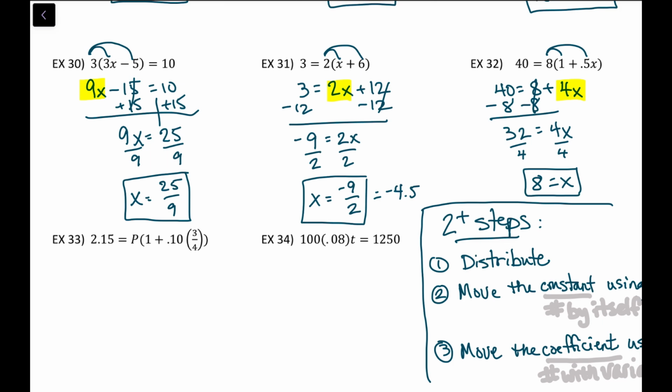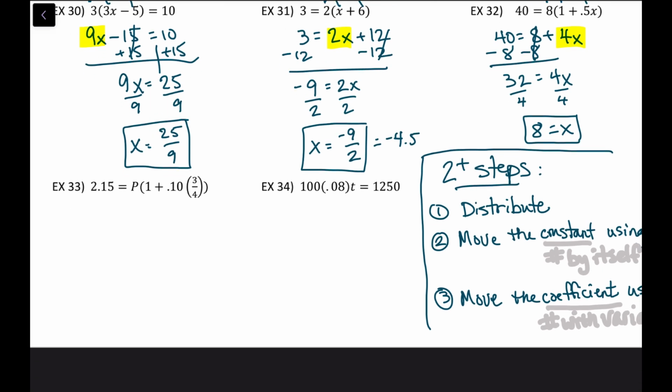All right, 33 is a little bit different. And earlier on 30, 31, 32, I said that the x was trapped inside the parentheses. Well, if you notice on 33, it's not an x, it's a p, but the variable is not inside the parentheses. That variable p is being multiplied by all of this junk. I'm just going to call it junk so I don't have to read all of that, because I'm going to have to read it a few times here.